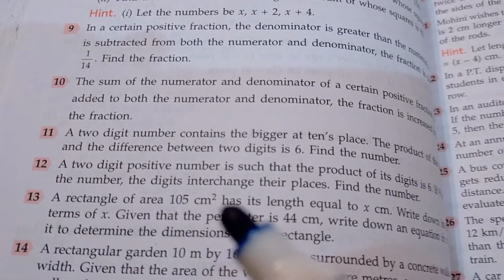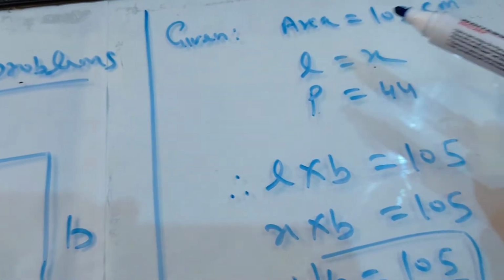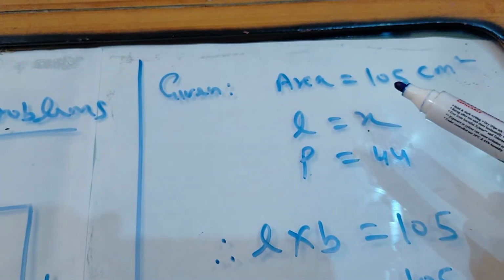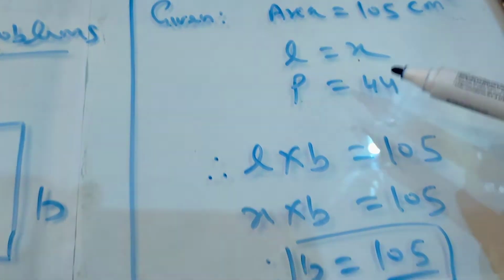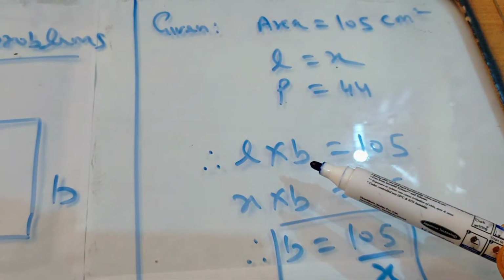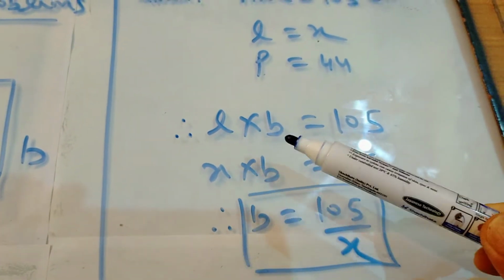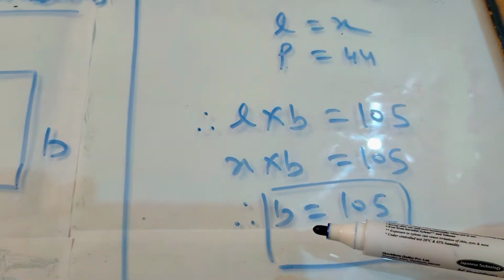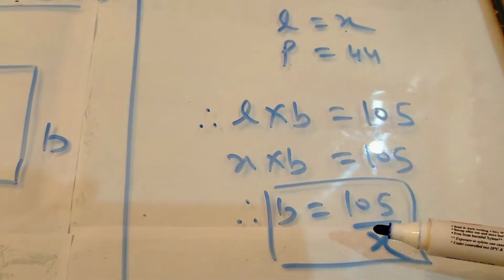So what we are doing here is writing down some information. Look here: area I have written 105, length is x, perimeter 44. These are given. Now we know L into B is area, and it is given equal to 105. In place of L I have written x, and the breadth is B, so B is equal to 105 over x. Now both length and breadth are in terms of x.